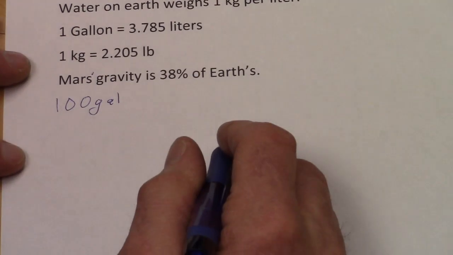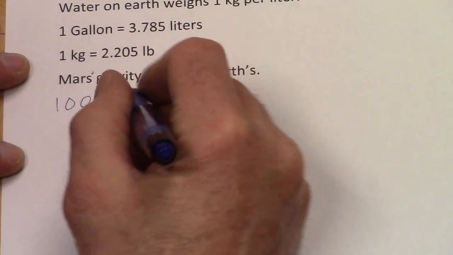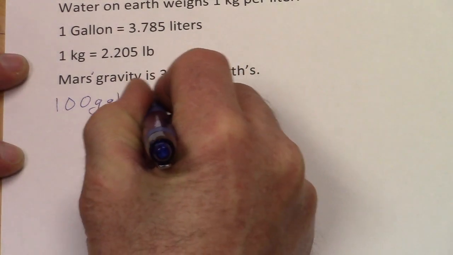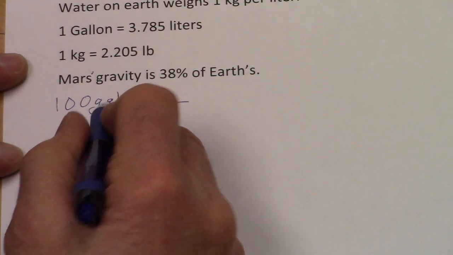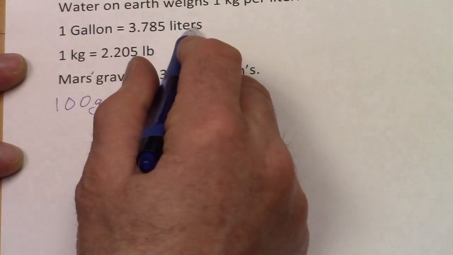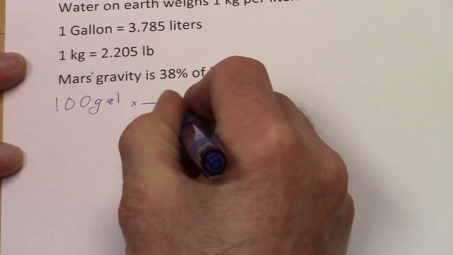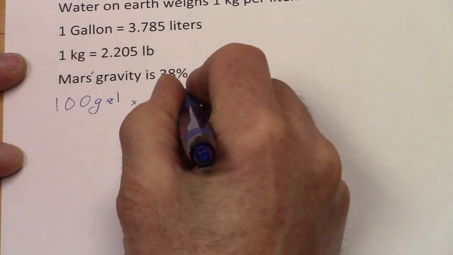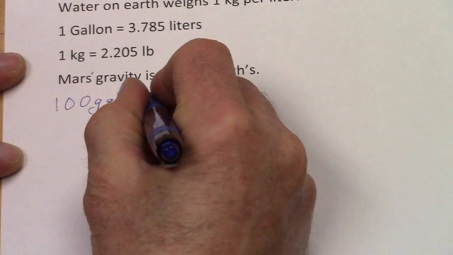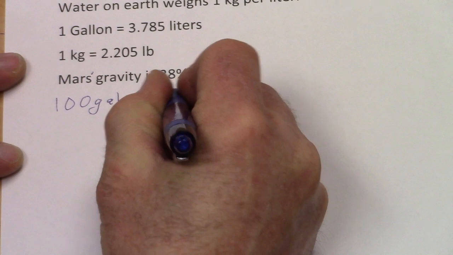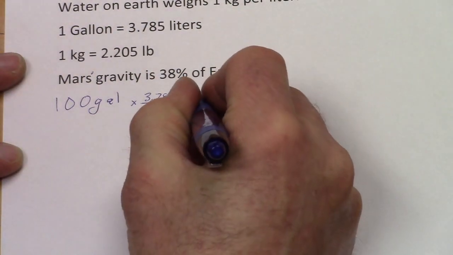So to do conversions, we set up unit ratios, and we'll multiply so that we can eliminate gallons and convert gallons to, in this case, liters. So we'll go gallons to liters, and it tells us that 1 gallon is 3.785 liters. That'll do that conversion.